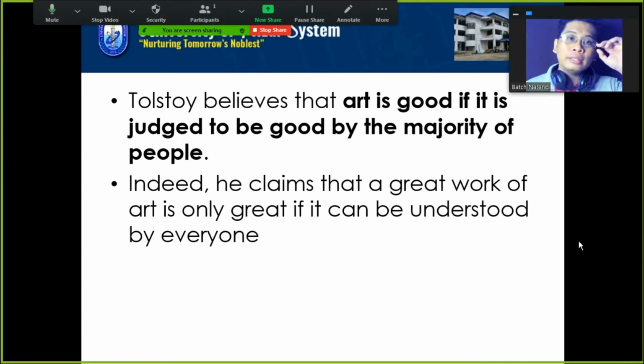A good art is good if it is judged to be good by the majority of people. Ito yung binanggit ko kanina sa inyo, di ba, na may statistics dapat. So, kung marami ang nagkakagusto sa art na to, then it is a good form of art. Indeed, he claims that a great work of art is only great if it can be understood by everyone. So, meron din siyang ganong point of view.